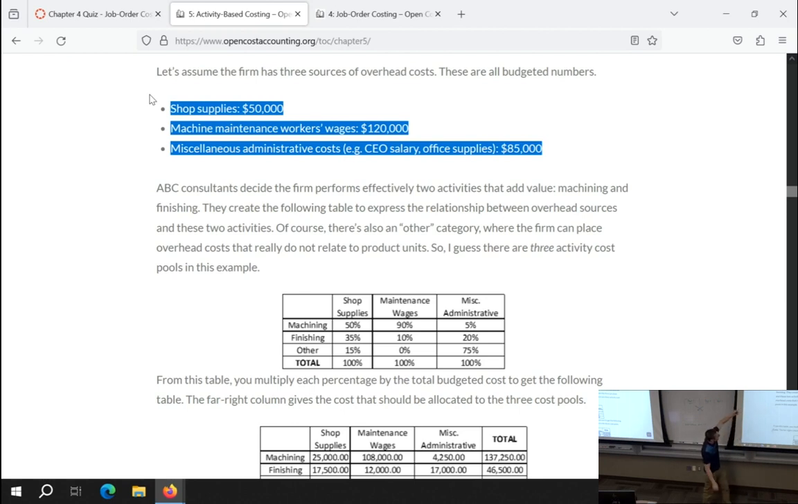They come out and say, you know what? You have two activities, and each activity is going to have its cost driver associated with it. We can trace these activities to individual product units through an activity driver, a cost driver. Those two are synonymous. And we've decided this is the rate at which each of these overhead costs contributes to these activities. So you really do two activities: one's machining, one is finishing. And then the leftover is the other, which we don't think is involved in an activity that we can trace to individual product units.